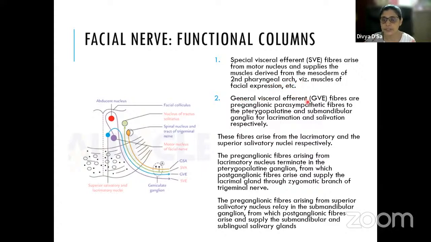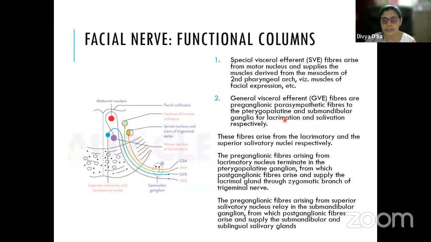Then we have the general visceral efferent. Okay, these fibers are preganglionic parasympathetic fibers, and they go to the pterygopalatine and to the submandibular ganglia. So through the pterygopalatine ganglion, it will supply the lacrimal gland. Submandibular is for salivation, it's a salivary gland.